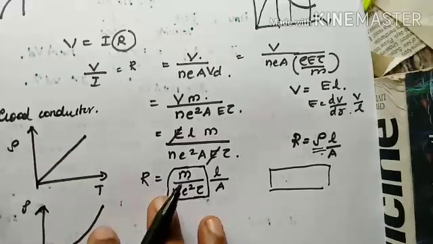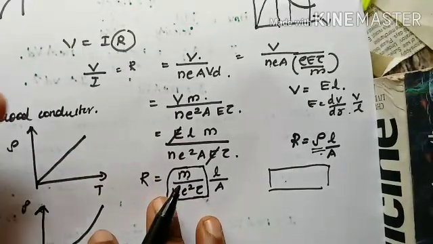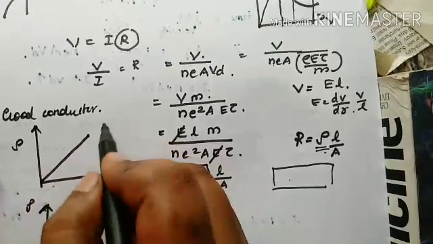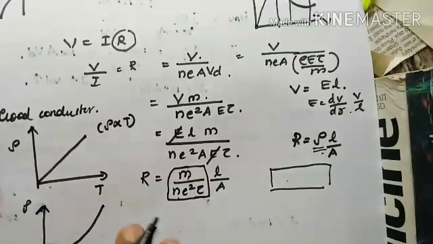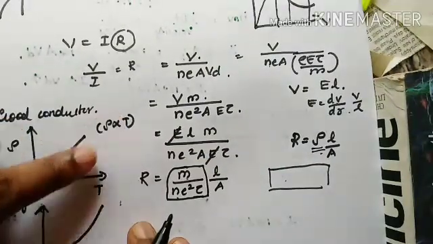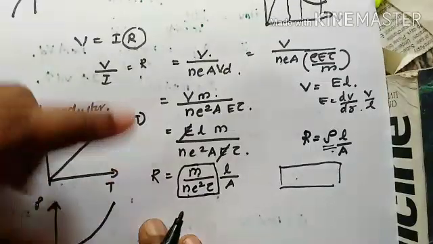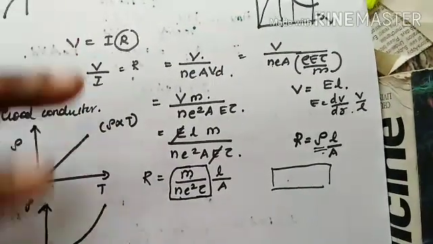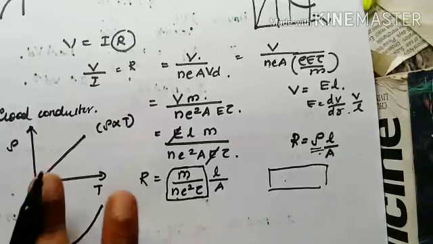Right. What happens in the case of a good conductor? For a good conductor, as the first graph indicates, rho is directly proportional to temperature. That is, as the temperature increases, resistivity also increases.